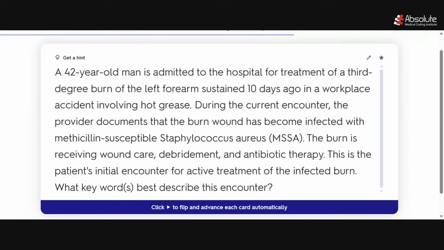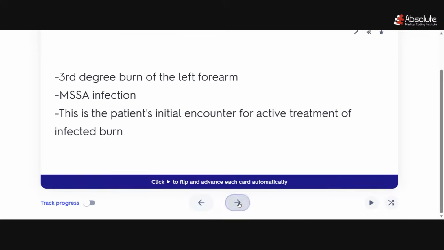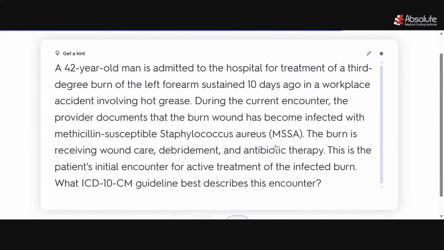All right, that is going to be time. So what I'm taking out of here is going to be that third degree burn of the left forearm, specifically that MSSA infection, and then also this being the patient's initial encounter for active treatment of the infected burn. So everyone was on the right track or got that right on the money in the chat. So outstanding job. Let's carry over that energy into our second part of our final scenario.